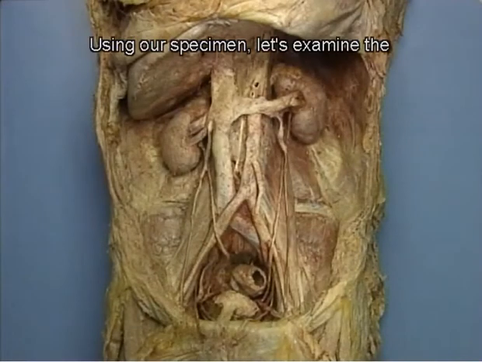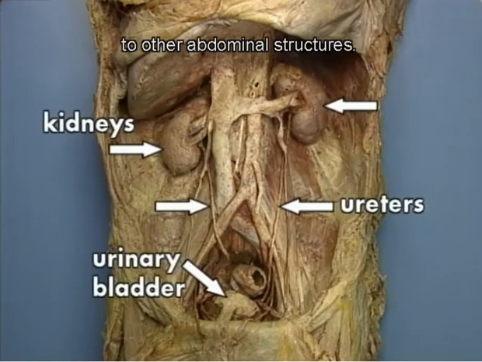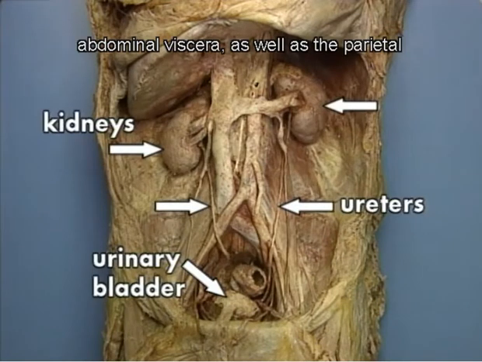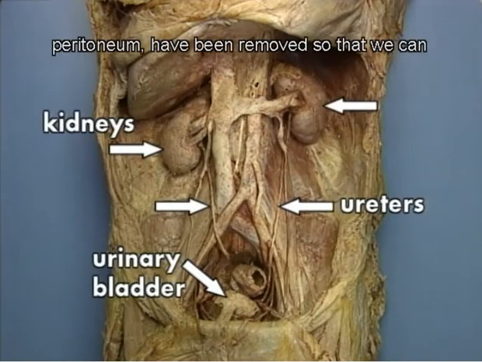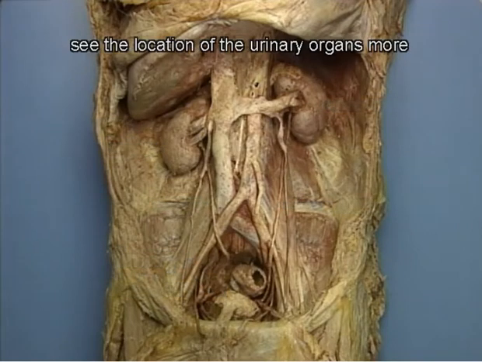Using our specimen, let's examine the relationships of the kidneys, ureters, and bladder to other abdominal structures. The anterior abdominal wall and some of the abdominal viscera, as well as the parietal peritoneum, have been removed so that we can see the location of the urinary organs more clearly.